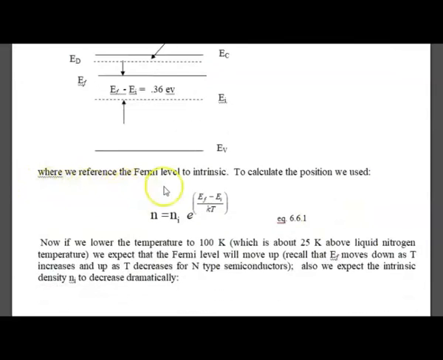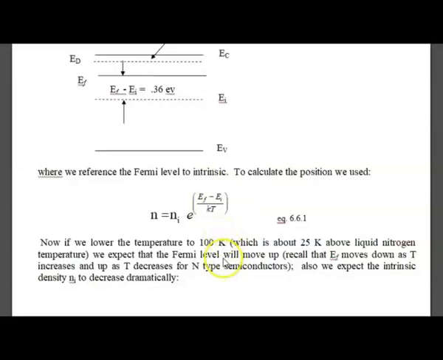We've referenced the Fermi level to intrinsic. So to calculate the position explicitly, we would simply use the number of electrons in the conduction band equal to n sub i, referenced to intrinsic. We know n sub i is equal to 10 to the 10th. kT is 0.026 at room temperature. We find EF minus EI is equal to 0.36 at room temperature.